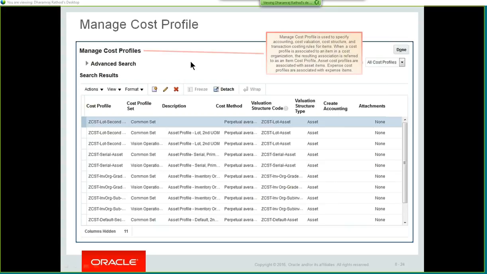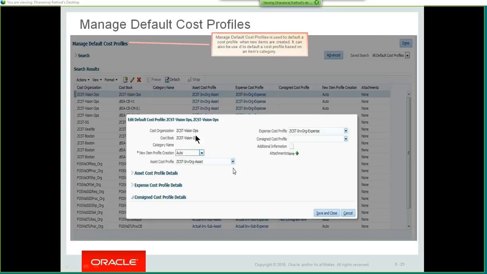So this is how you would create a cost profile. We have seen that already. You can create it. You can have your review is required, or you want to automatically create it if it is a default. And as I mentioned, that default is something like this.